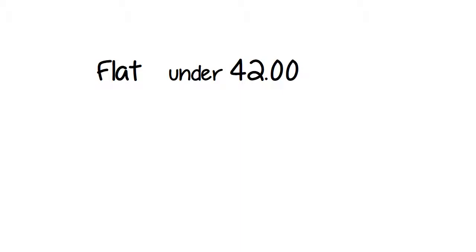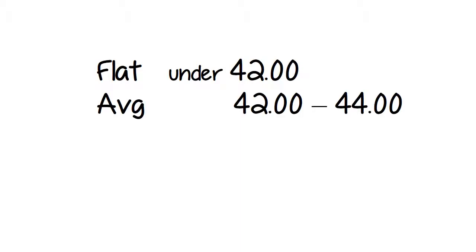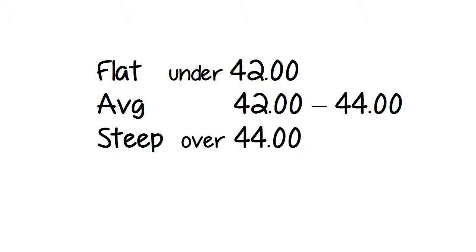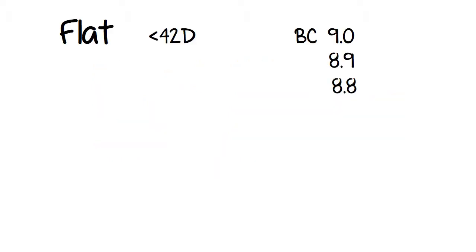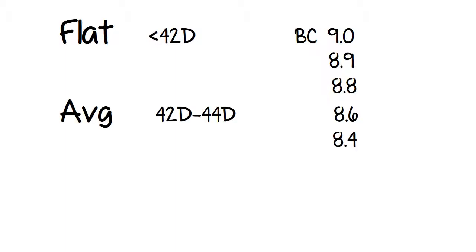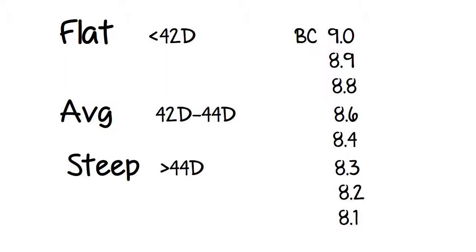Corneas with K readings under 42 are considered flat. From 42 to 44 considered average, and over 44 are considered steep. Flatter corneas are going to require base curves from around 8.8 to 9. Average, 8.4 to 8.6, and the steeper are going to need base curves from like 8.1 to 8.3.